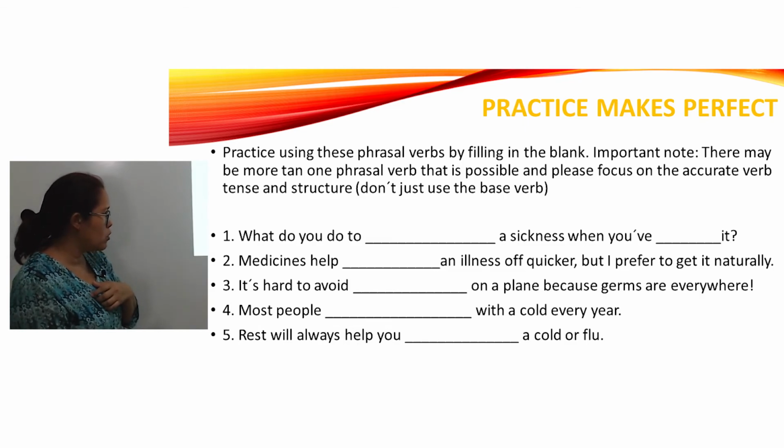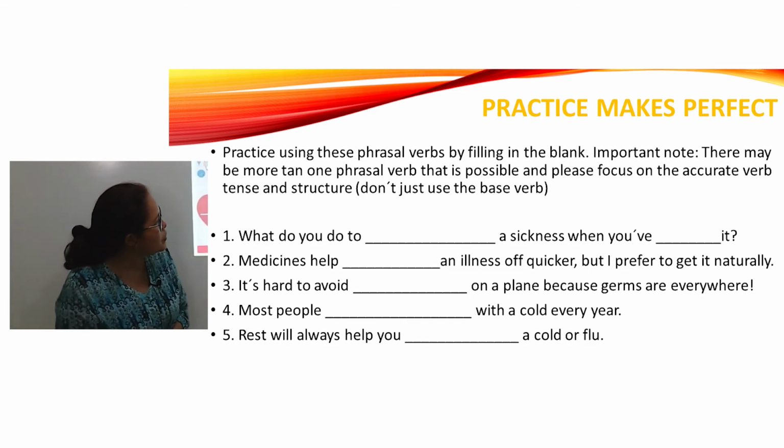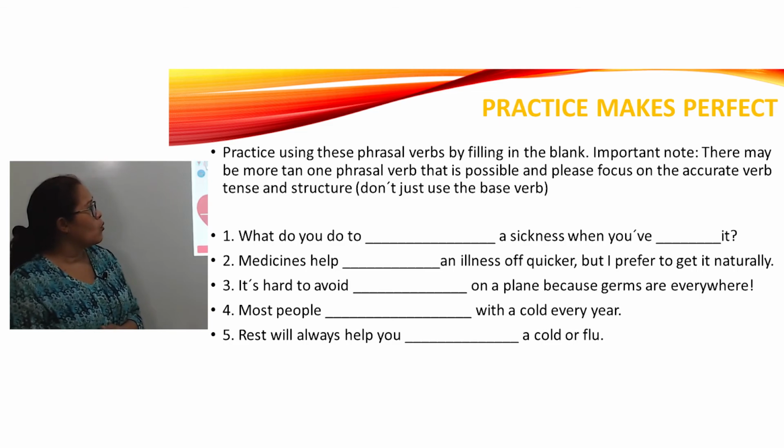So, all you have to do is to read it and complete it. The medicines help. Then you have blank space an illness quicker, but I prefer to get it naturally. It's hard to avoid, and then you have a space on a plane, because germs are everywhere. In that case, we have to, maybe it's this one, to fight off, or to come around. You will need to check which is the best or the most convenient for number three.